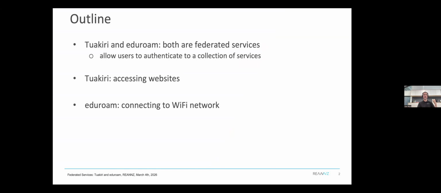Where they are different is that Tuakiri lets you access websites. It's primarily web single sign-on, so it can be used for other services as well. And eduroam lets you connect to Wi-Fi networks. So they look very different, but there are characteristics they have in common. So let's dive into Tuakiri first.